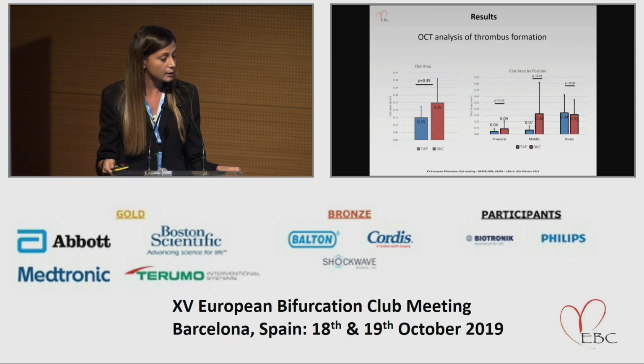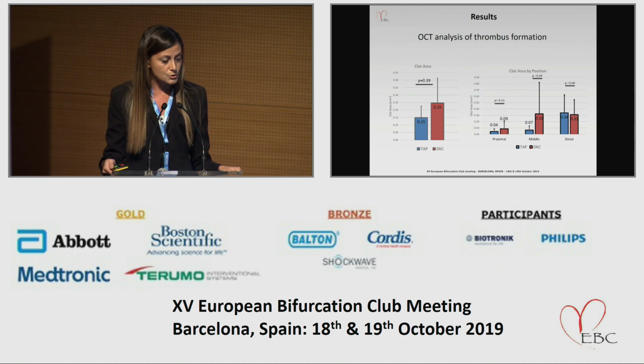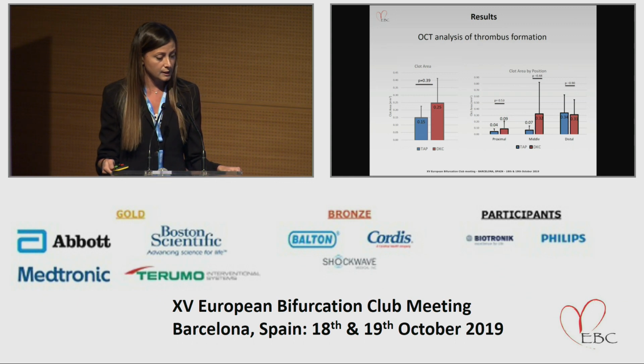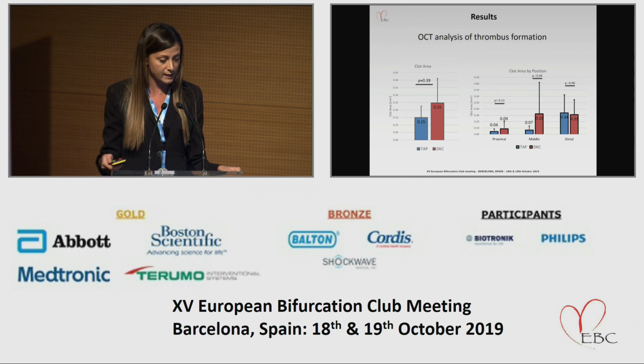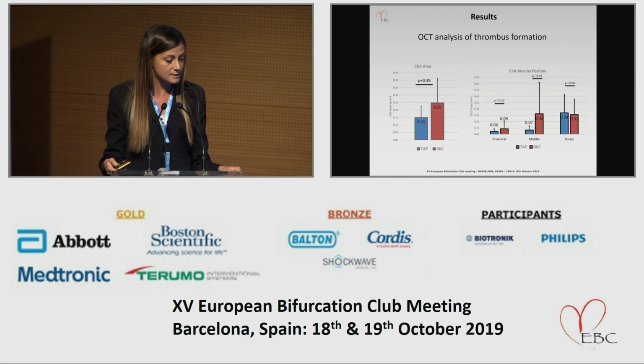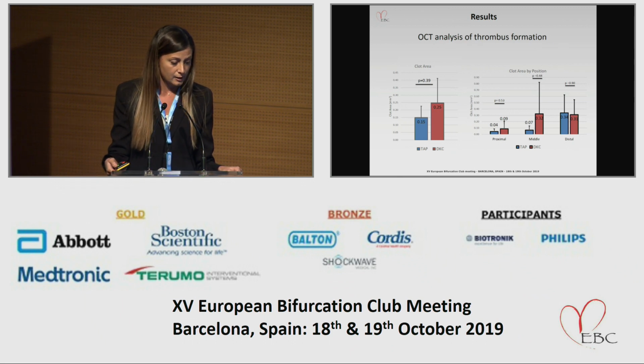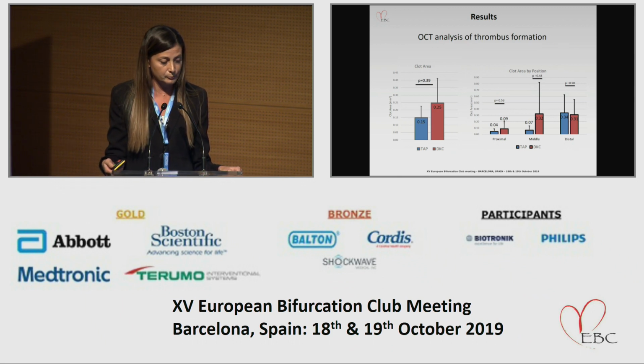Here are shown our results for OCT analysis of thrombus formation. So the clot area did not differ between the two techniques, even when it was calculated according to the location within the bifurcation region, even though we actually can notice a higher thrombus formation in the distal part of the bifurcation region.